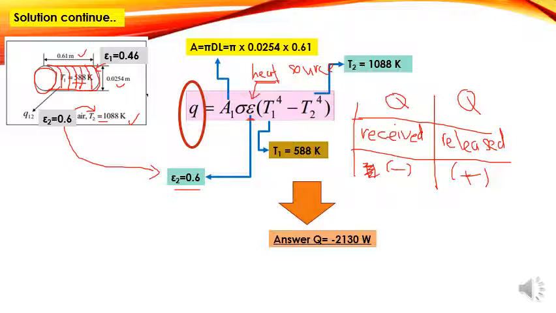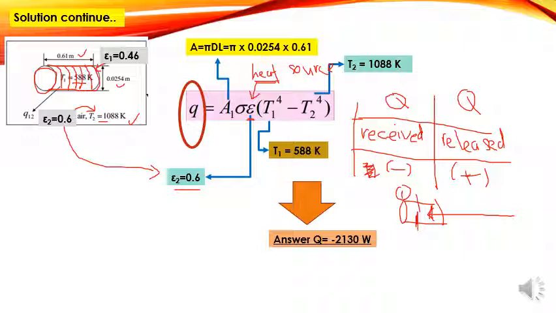So in this case, which one is our reference point? The reference point in this case is our cylinder, the small object. We know that the heat transfer in this case is from the surrounding to the small object. So if you consider the small object as your reference point, by looking at the Q here, does the object receive or release heat? In this case, it receives heat. That's why the Q here will be negative.